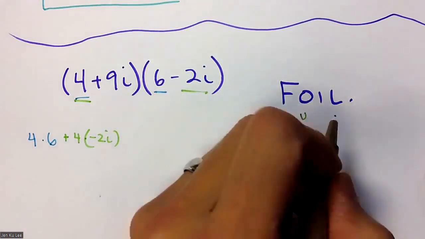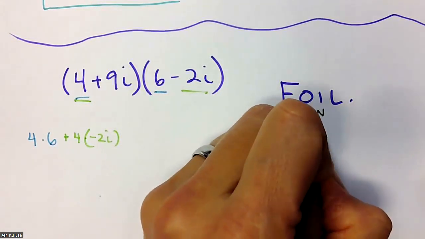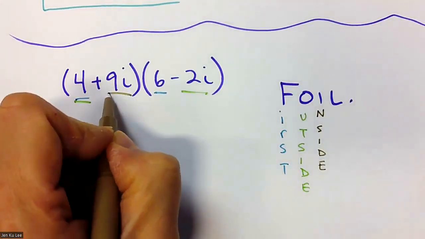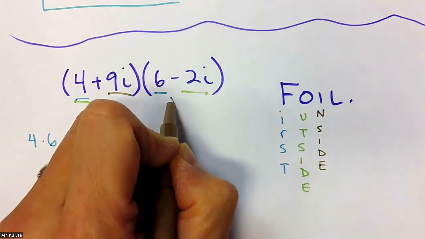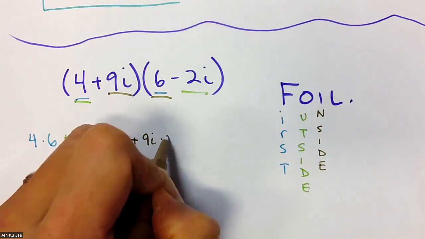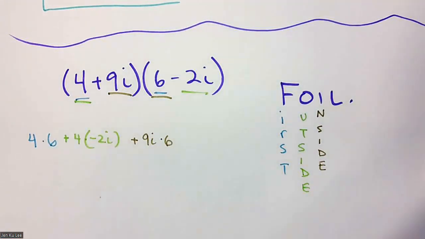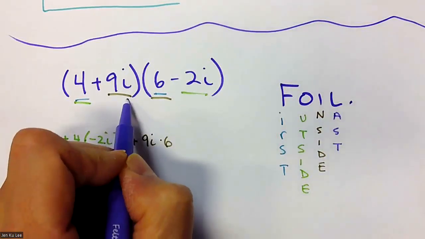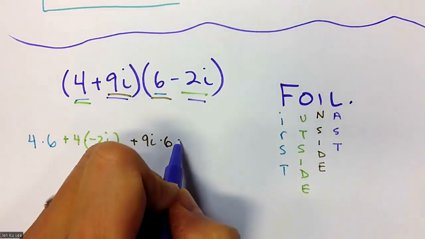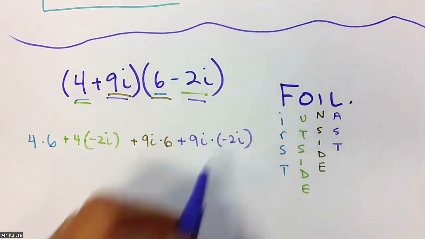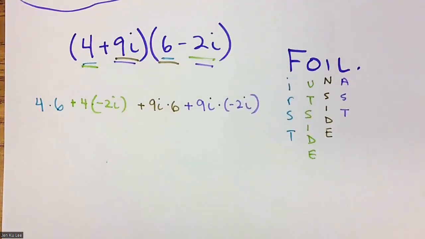Okay. The I in FOIL is inside. So the two inside ones, positive 9i times 6. And then the L in FOIL is last. The two last terms, right? Which would be 9i times negative 2i. Okay? Right? That's all we're doing. We're just FOILing it out.